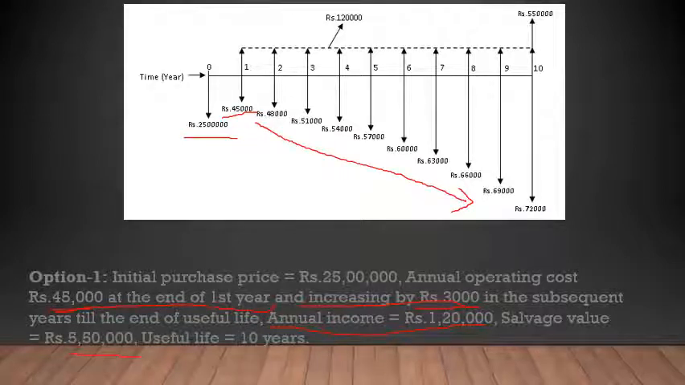What is the useful life? 10 years it is given. So till 10 years it goes on increasing. And the income, what is the income? Income is annual income of rupees 1,20,000, represent that. Salvage value of 5,50,000, represent that. Your cash flow diagram is ready.